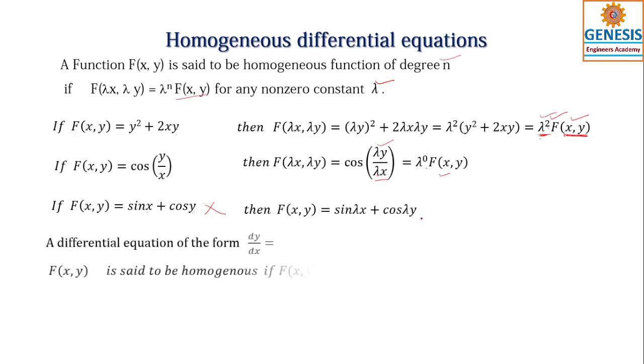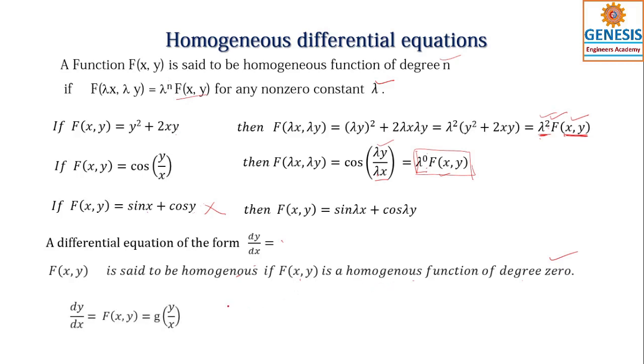Okay, a differential equation of the form dy by dx is equal to f of xy is said to be homogeneous if f of xy is a homogeneous function of degree 0. That means if you are able to write it with lambda to the power of 0, then in this case we consider it a homogeneous differential equation. Got my point? So we will see an example.